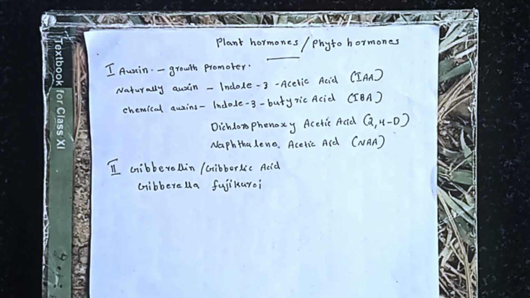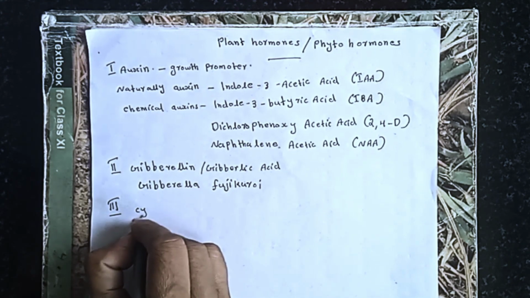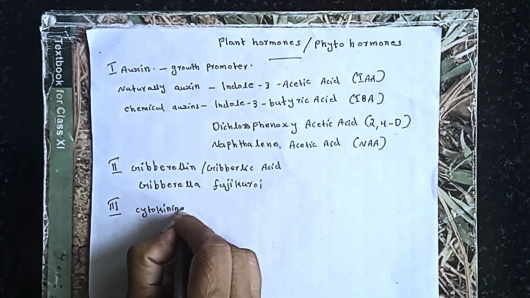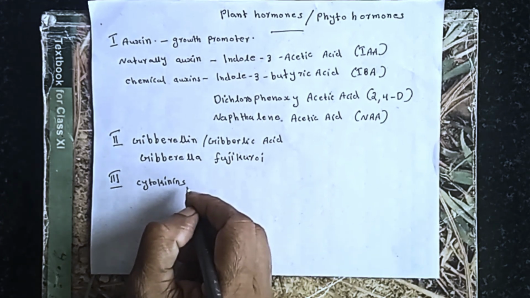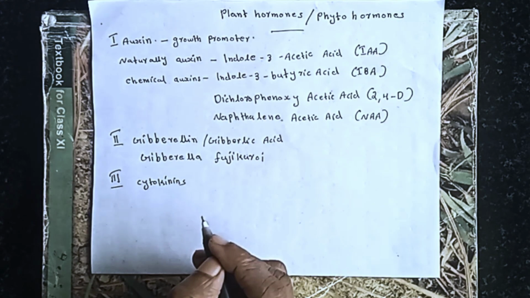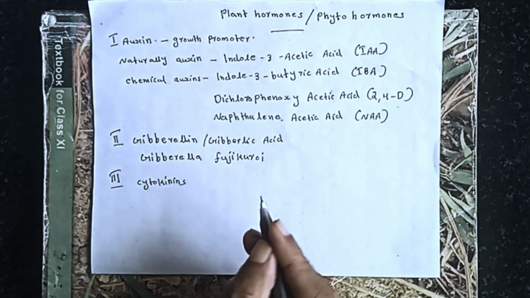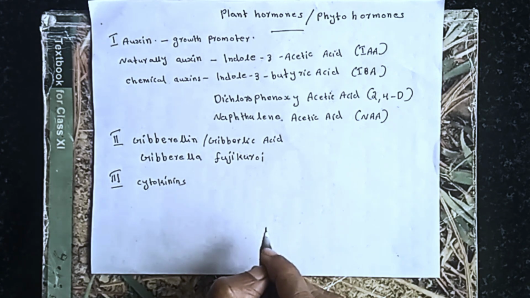Third category, cytokinin. Cytokinins are extracted from coconut milk. Cytokinins are synthesized in the root apex, endosperm of seeds and young fruits, where cell division takes place continuously.